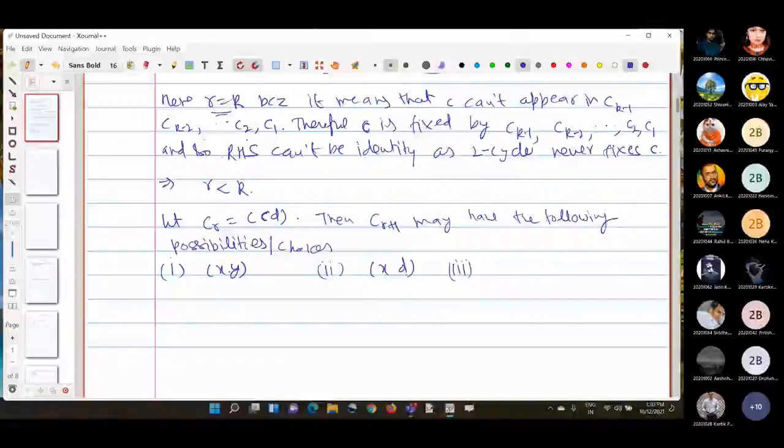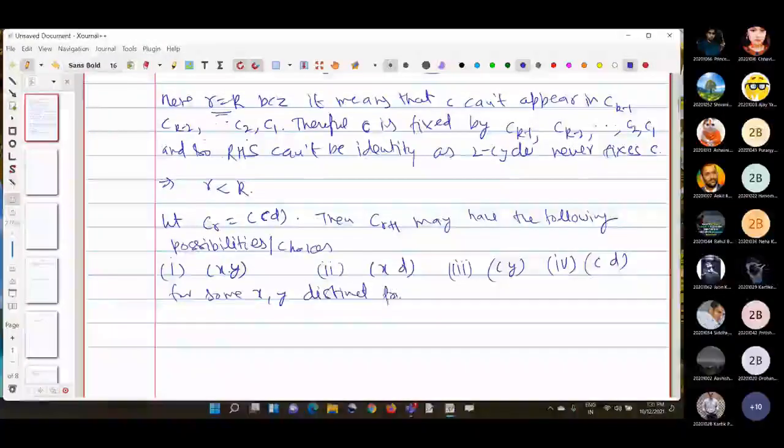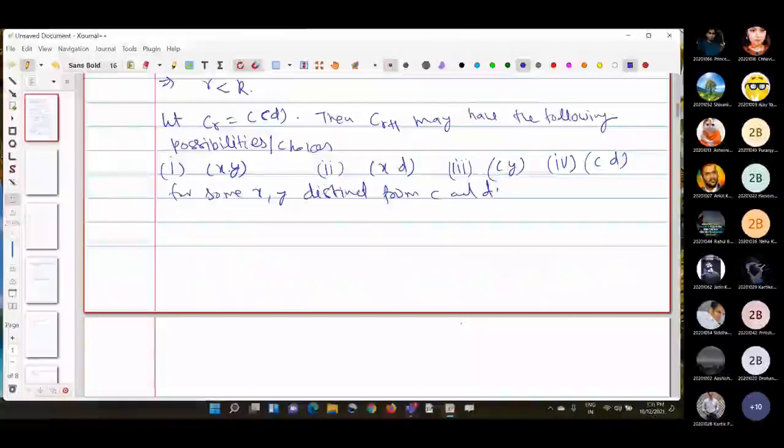Because in XD, X maps to D and D maps to X. So if you write DX otherwise, then image and pre-image will be the same only. Okay, as XD represents. So another possibility, some C and Y. And then the fourth one may be exactly like CD, like CR, for some XY distinct from C and D. So you may say, sir, you have taken XD, then you can take DX also. But the thing is that both are the same only, so we need to avoid repetition. Okay. So these are the possibilities.